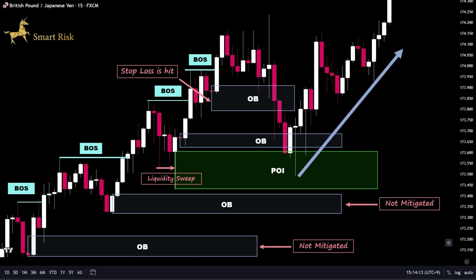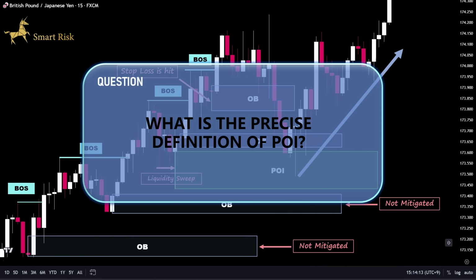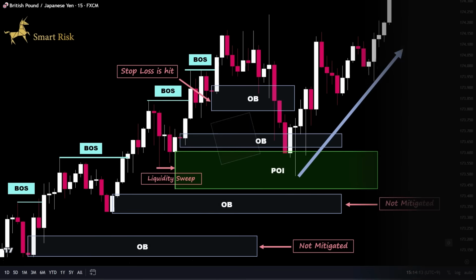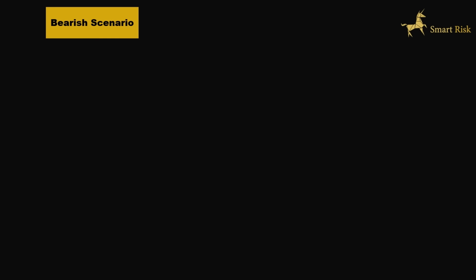What is the precise definition of POI, point of interest? Traders, it's important to understand that POI is not the same as an order block. It refers to a specific zone in the market that has taken out liquidity. It is typically created by a single candle that sweeps the liquidity accumulated above or below the previous market structure. Now, let's explore how we can identify high-probability POIs in the market.